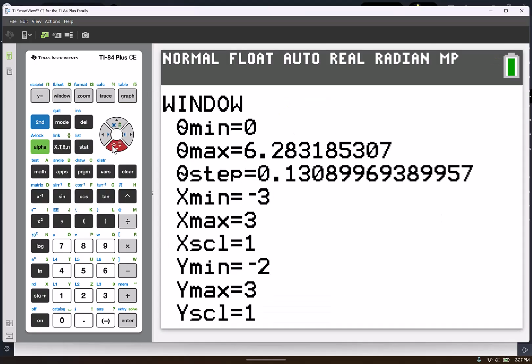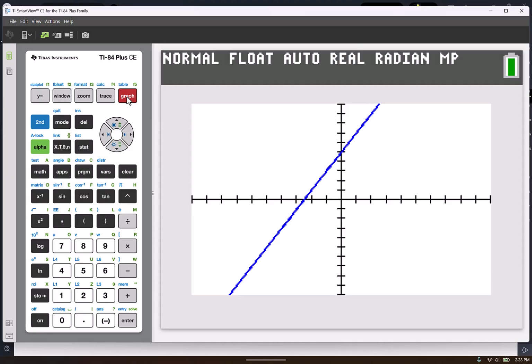Oh, look at that. It's that linear line. Let me go ahead and fix my graph. Look, negative 10 to 10, and then negative 10 to 10. I don't have a square window, so it's not going to look square. But look at that. There's my linear line. Isn't that cool?